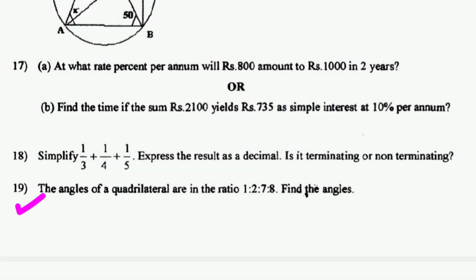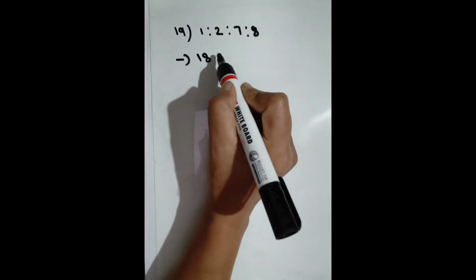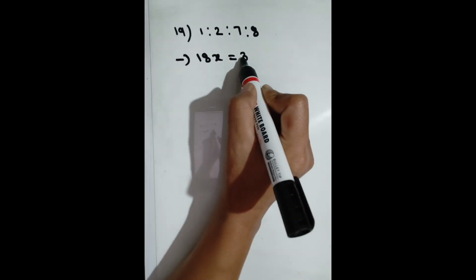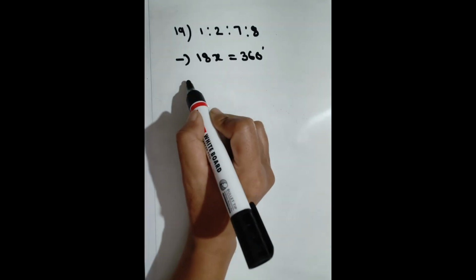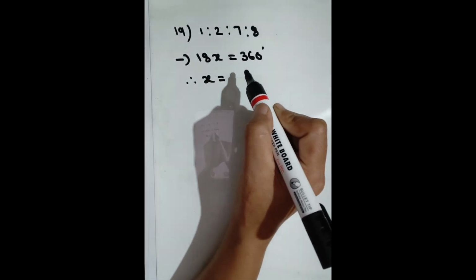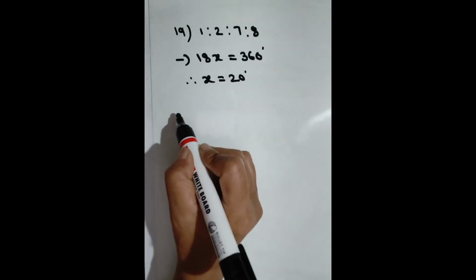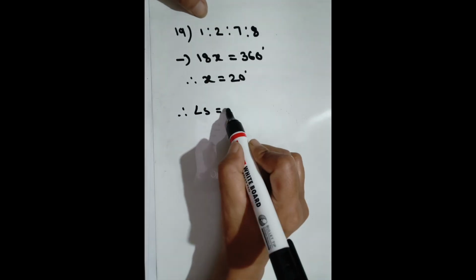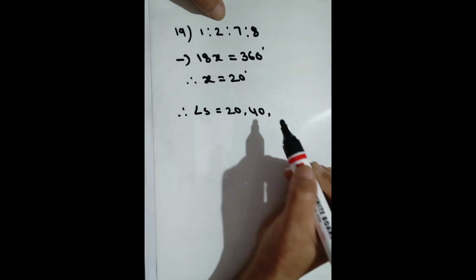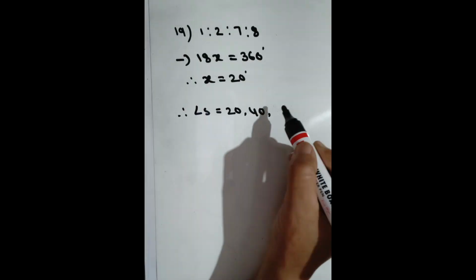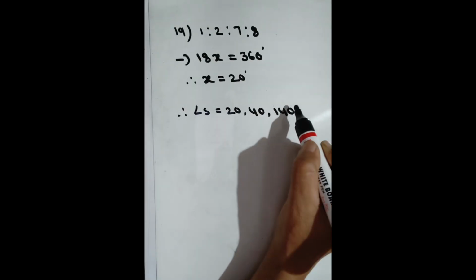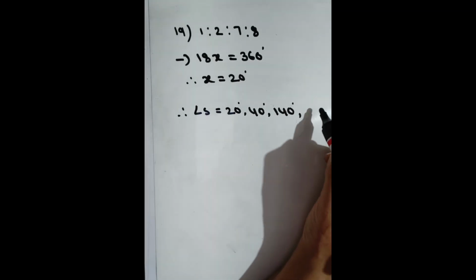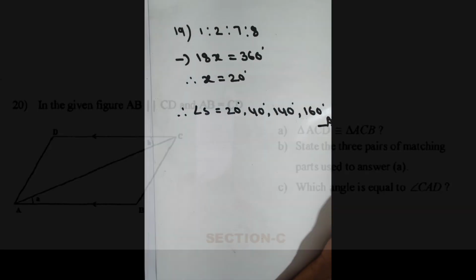The angles of a quadrilateral are in the ratio of 1 to 2 to 7 to 8. Find the angles. Let's add the ratio first. That gives you 18. So 18x should be equal to 360 because the interior angles of a quadrilateral always add up to 360 degrees. So x is equal to 20 degrees. So the first angle is 20 into 1 equals 20 degrees. Second is 20 into 2 equals 40 degrees. Third is 20 into 7 gives you 140 degrees. And the fourth is 20 into 8, which gives you 160 degrees is your answer.